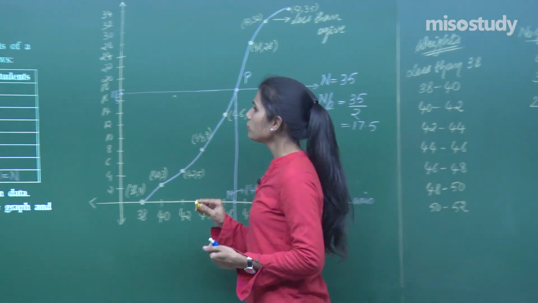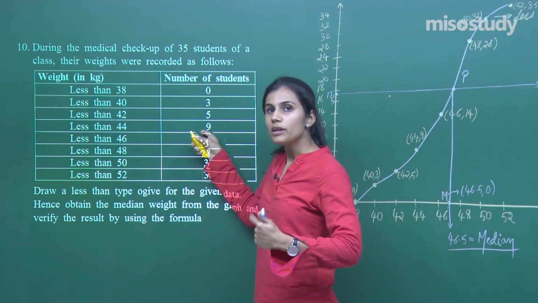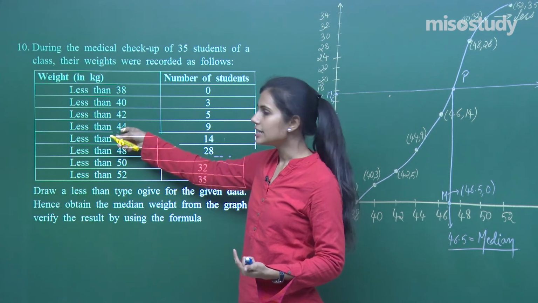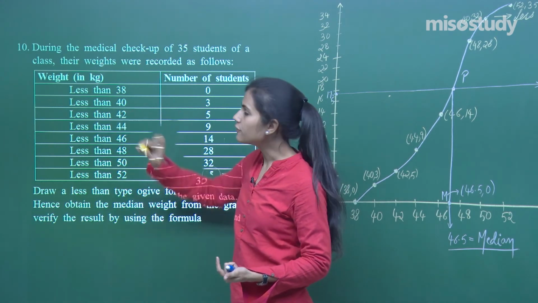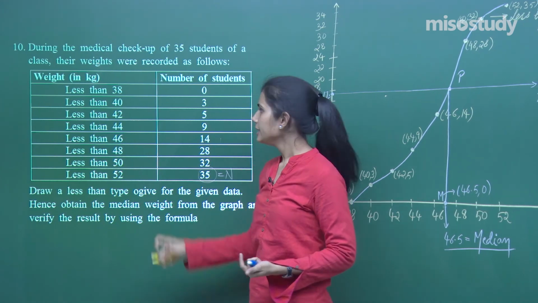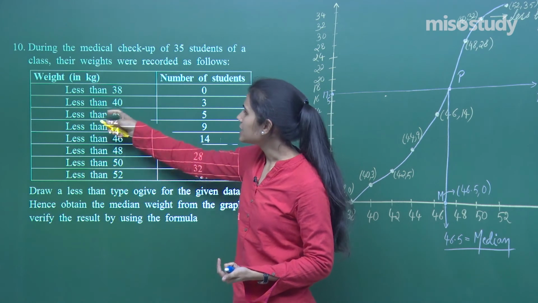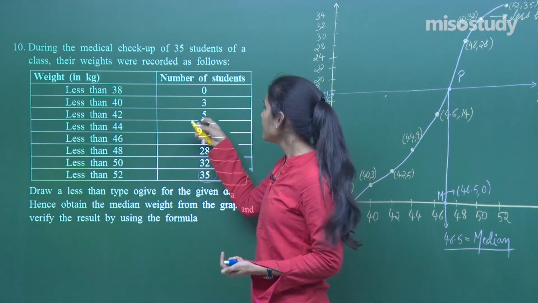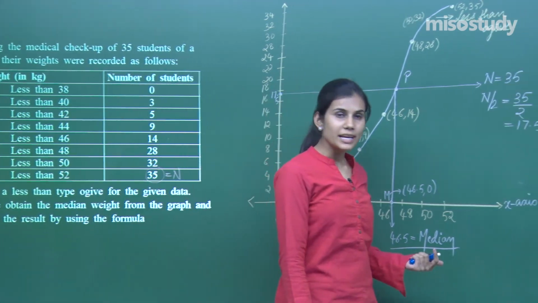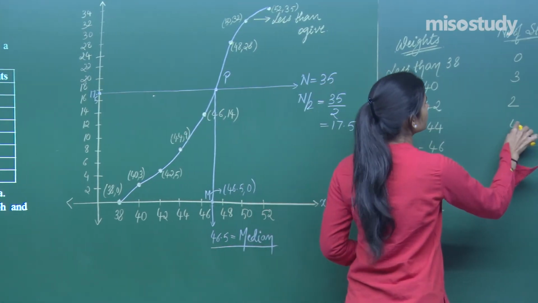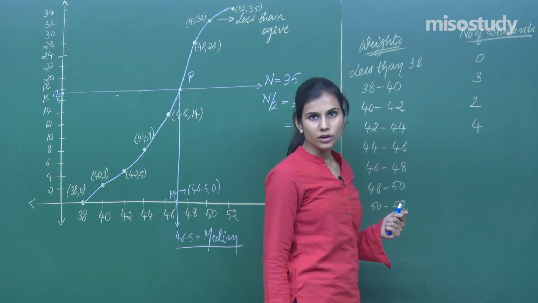Then between 42 and 44, right, that means greater than 42, less than 44. 9 students have weight less than 44, out of which 5 students have weight less than 42. That means 9 minus 5, 4 students have weight greater than 42, less than 44. So 9 minus 5 gives you 4, which is going to come over here. Now that you have between 42 to 44, this is 4.